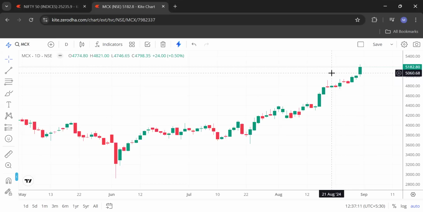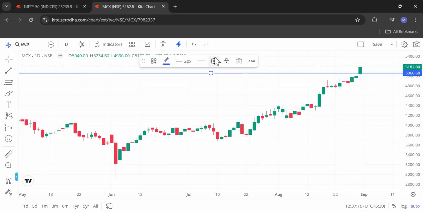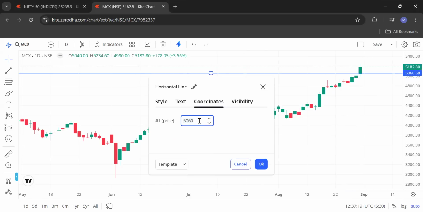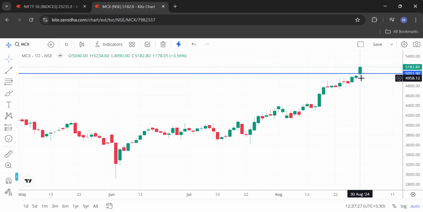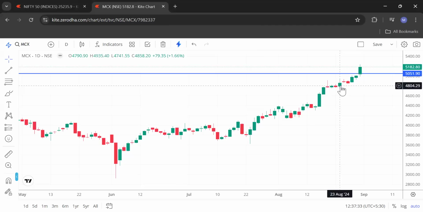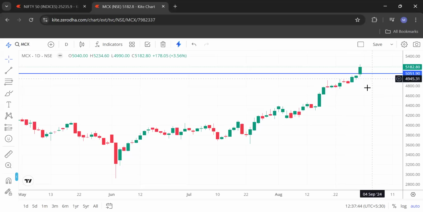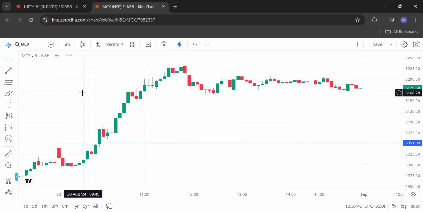Let me draw a level at 5051.9. Now first you see this level is higher than the last 5 days high. If you make a screener, you will get many scripts. Now, how to reduce the list? We need the 5 days high. Why 5 days high? 5 days consist of a week. So it's as good as breaking above the weekly high. Okay, so 5051.9, you now turn it on to the 5-minute chart and you can see the rally.